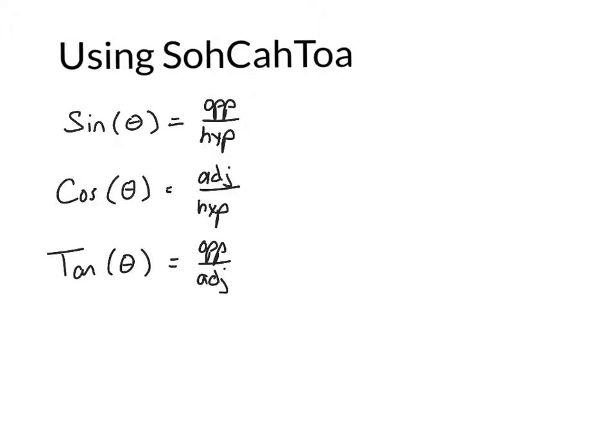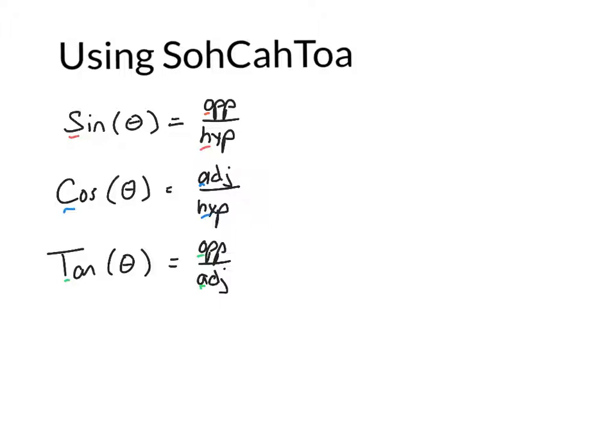So the first letter in each of these words, SOH, is so. SOH, that's our so. CAH, that's our ka, and then TOA, that's our toa. All right, so SohCahToa, or SohCahToa, as some people say.